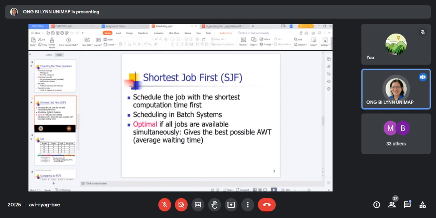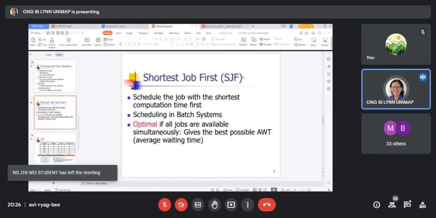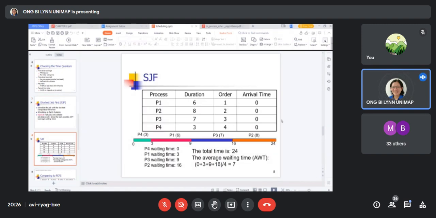Okay, shortest job first. This will be quite simple as well. Let us read together before we look into the example. It says to schedule the job with the shortest computation time first. It is scheduling in batch systems, optimal if all jobs are available simultaneously. It gives the best possible AWT, average waiting time. So shortest job first has the lowest average waiting time. Okay, so this is the one.